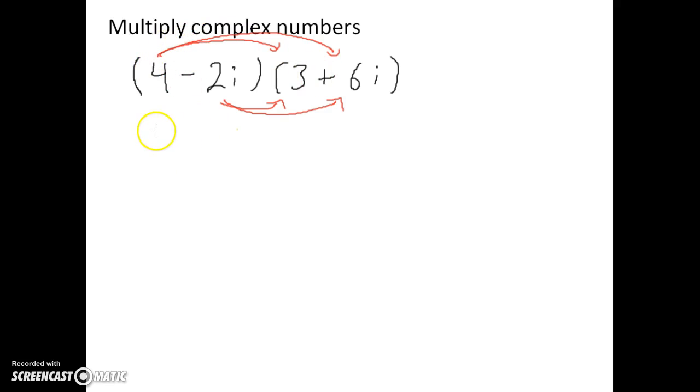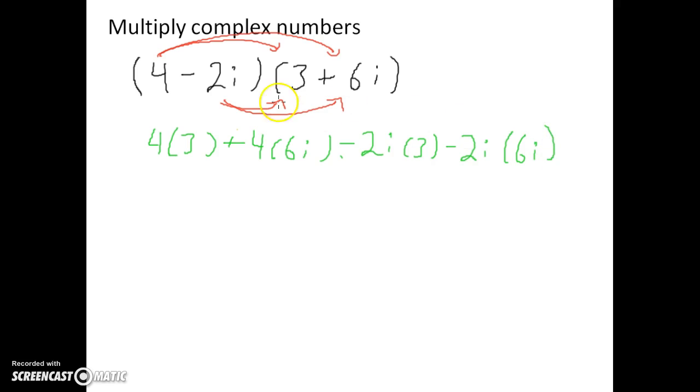So 4 times 3, I'm just going to write that down. 4 times 6i. I'm using a plus because it's a positive 4. Since this is a minus 2i, I'm going to write a minus. Minus. So 2i times 3. And then we still have that negative 2i times 6i. Okay, I like to write all that down, just keeps me organized.